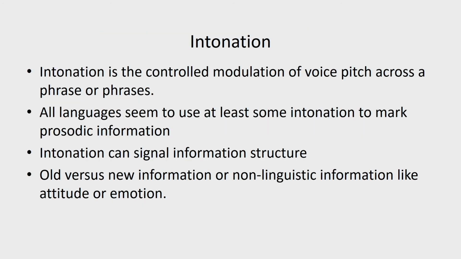And again, to repeat what we said initially, intonation can be considered as the controlled modulation of voice pitch, and as we said, you can express this as continuous, or you can express this categorically. You can say high and low tones, or you can say pitch variations. All languages seem to use at least some intonation to mark prosodic information. Intonation can signal information structure, which we saw as focus and givenness, old versus new information, or non-linguistic information like attitude or emotion. So this much we have studied so far.